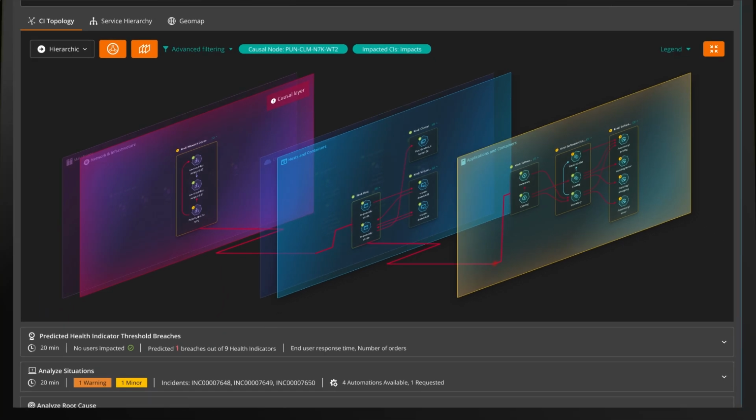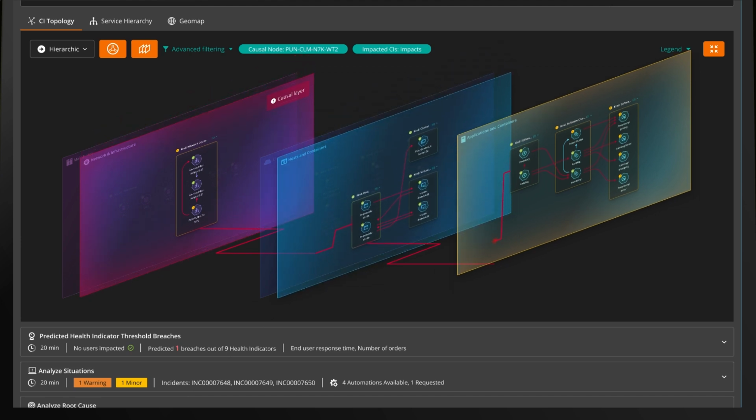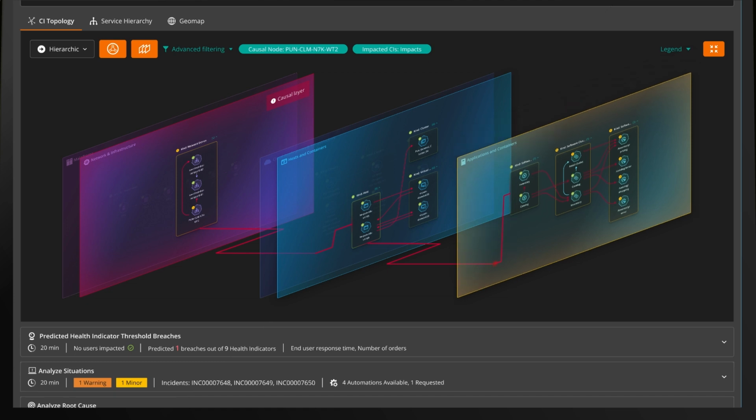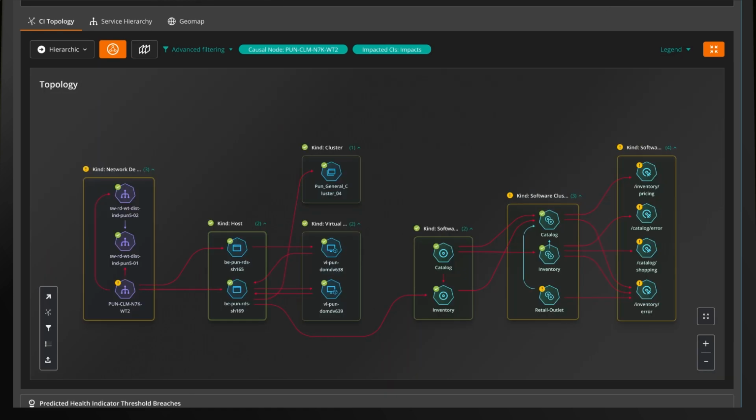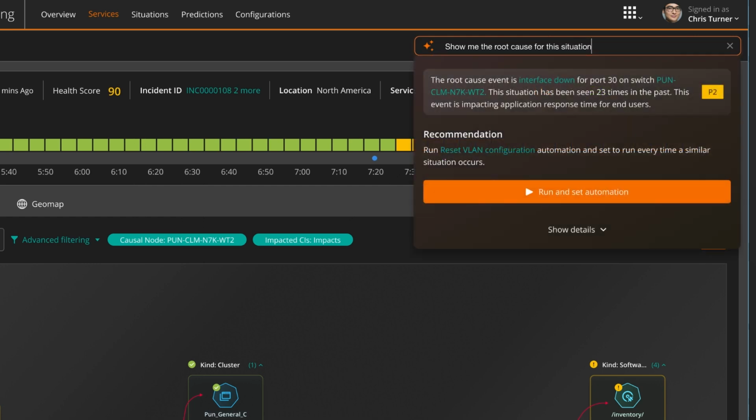The impact has started from network and infrastructure, which is the causal layer, traversing via host and container to applications and containers. The logical view of this service displays key connectivity between each of the components, and it clearly indicates a specific node has a failure, impacting business applications. Chris decides to seek help from HelixGPT to know the root cause of this issue.